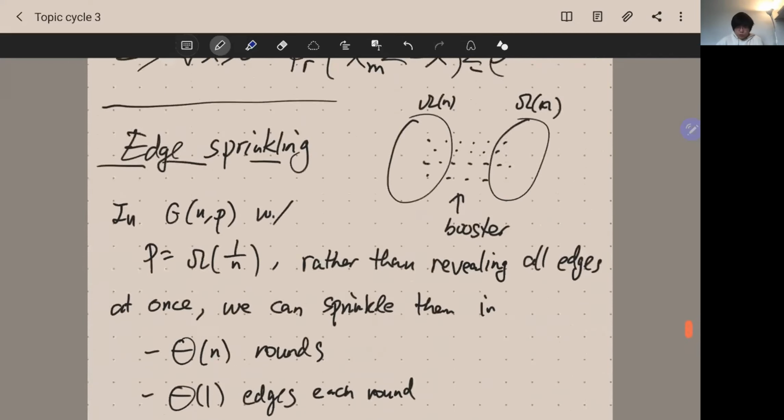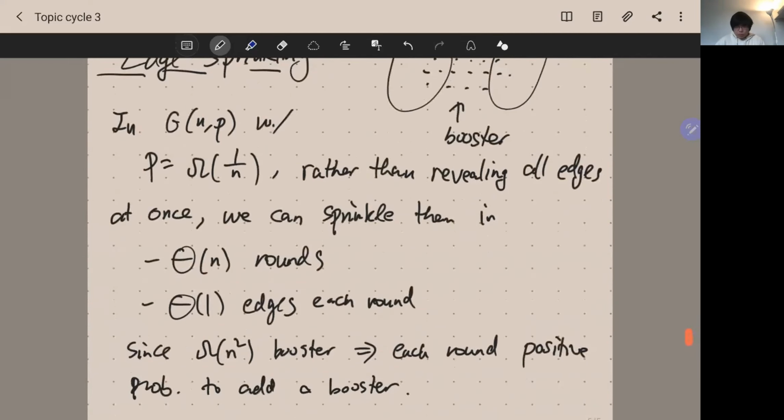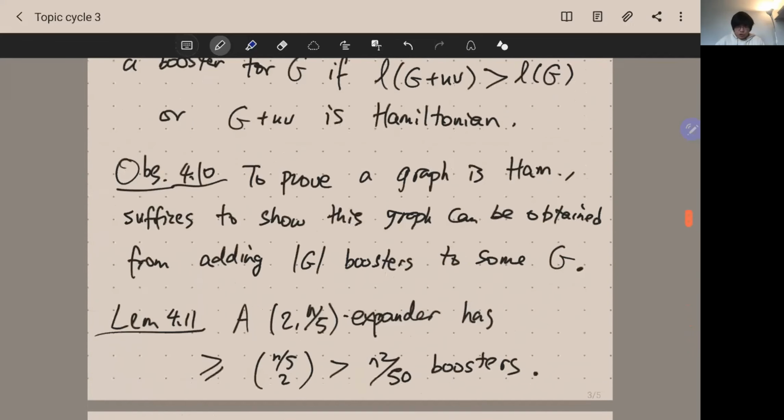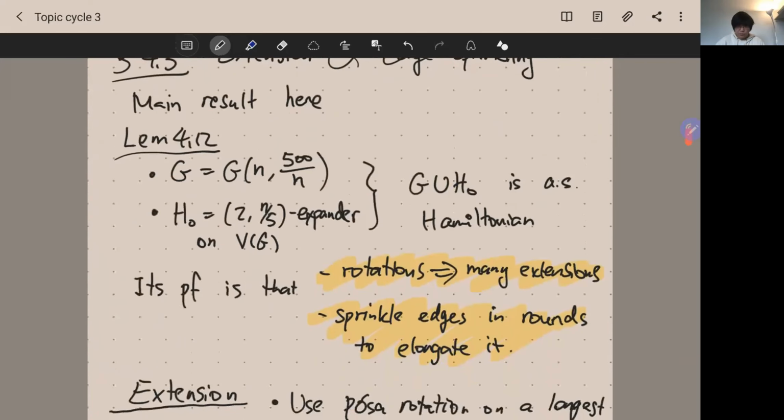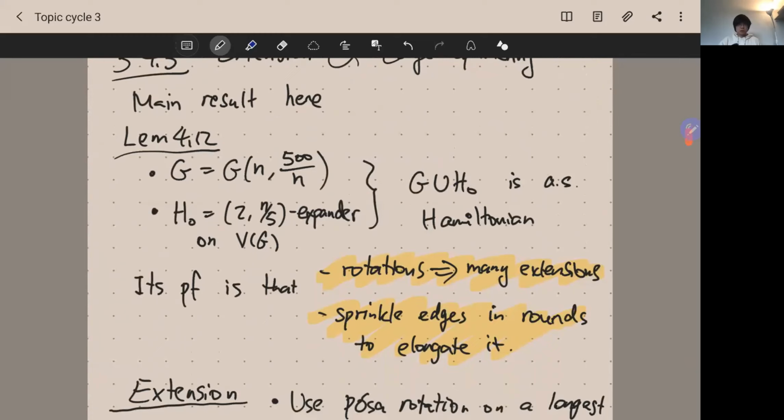All this intuition is summarized formally in our main lemma, which I stated at the beginning of the section. We start with our expander H0, and we get our graph. We're going to sprinkle on top of H0 this graph G(n, 500/n). We will view this G as a union of a linear in n number of independent random graphs, each with a constant number of edges.